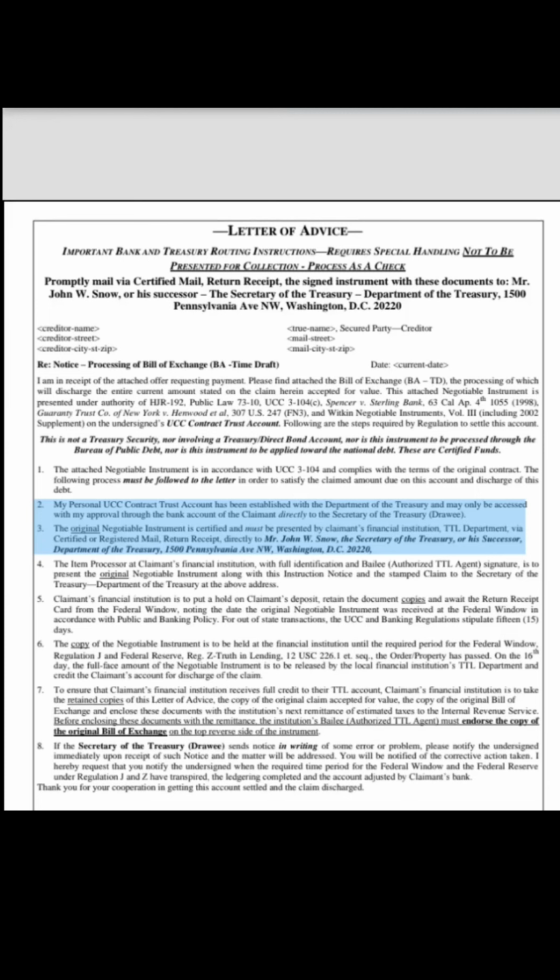3. The original negotiable instrument is certified and must be presented by claimant's financial institution, TTL department, via certified or registered mail, return receipt, directly to Mr. John W. Snow, the Secretary of the Treasury, or his successor, Department of the Treasury, 1500 Pennsylvania Avenue Northwest, Washington, D.C. 20220. 4. The item processor at claimant's financial institution, with full identification and bailee authorized TTL agent signature, is to present the original negotiable instrument along with this instruction notice and the stamped claim to the Secretary of the Treasury, Department of the Treasury at the above address.